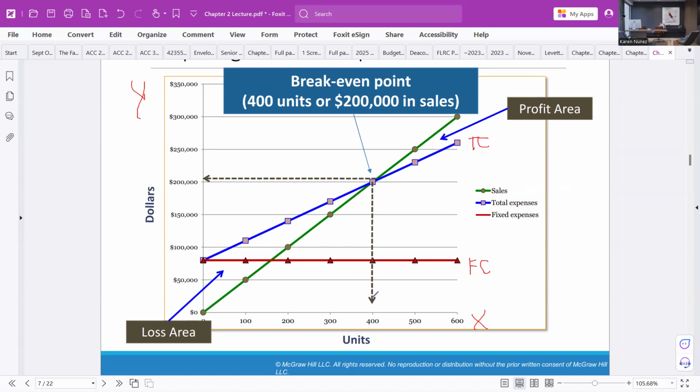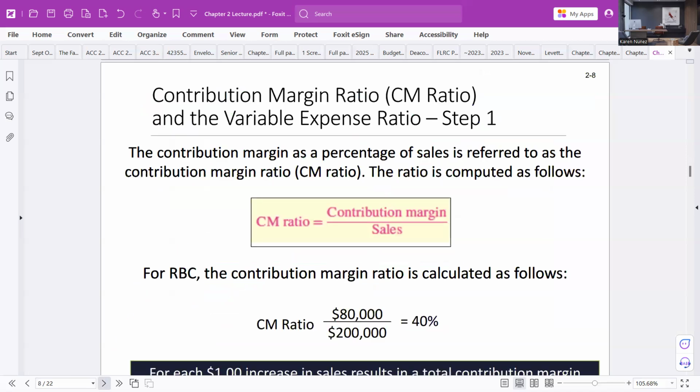And the break-even point is the point at which the total revenue just equals the total cost. That's where you break even. You break even here, where you sell exactly 400 units. That's what your fixed costs are. They're constant. Here's what your total costs are. Here's what your total sales revenue is. You break even right here, right at that dollar level. That's your break even point. Sales dollars of 200,000.